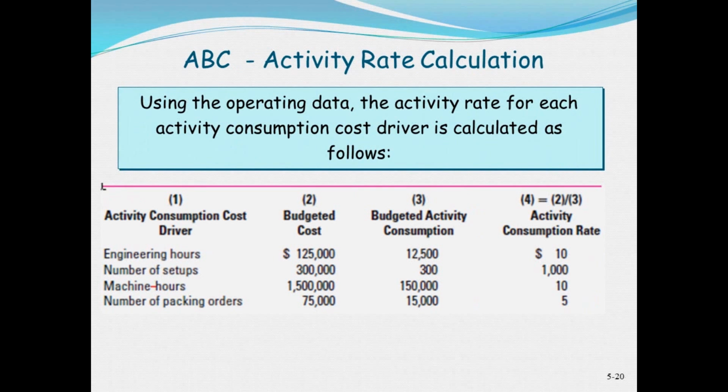So just as we figured out using direct labor hours, a rate for direct labor hours, you would figure out a rate for each of these activities based on the total cost and the total number of units of whatever the driver was, and so that would give you a cost per unit. $10 per engineering hour, $1,000 per setup, $10 per machine hour, and $5 per order. Okay, so you now have a rate by activity that you're working with.